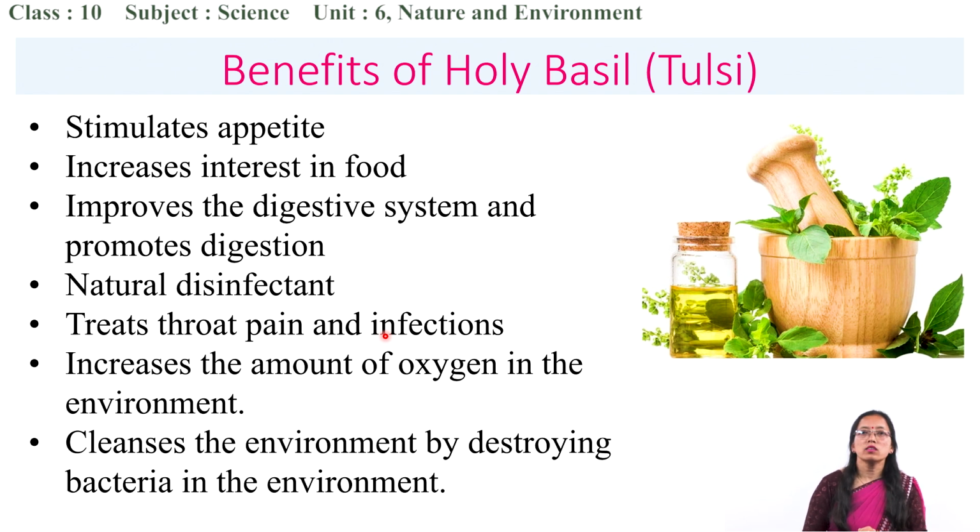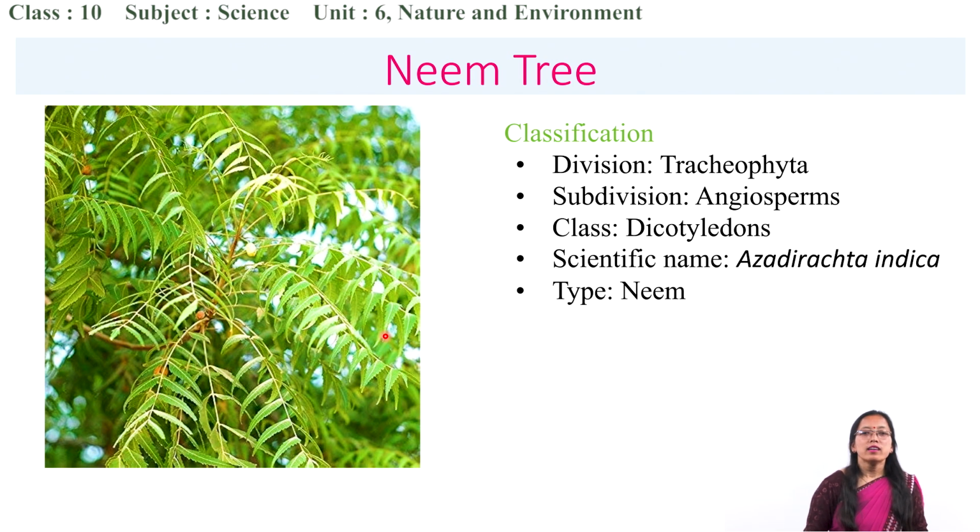Next, we discuss the neem plant. See, this neem plant is also a very valuable medicinal plant of which all the parts are used in medicine. If we see the classification, it is also similar to the tulsi. Its division is Tracheophyta, subdivision Angiosperm, class Dicotyledon, scientific name is Azadirachta indica. And the type is neem. As I have already discussed why it is Tracheophyte and why it is Angiosperm, no need to say. In the similar way, just like in the tulsi plant, here also it is classified in this way.